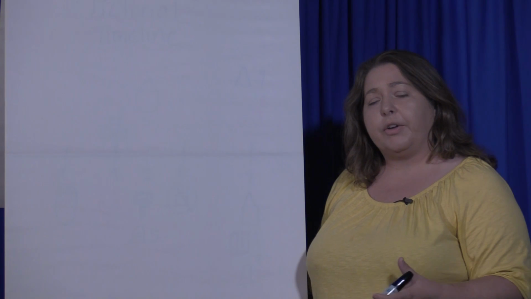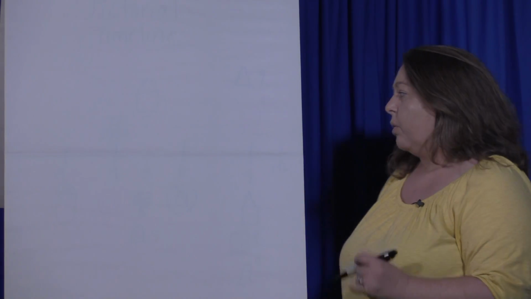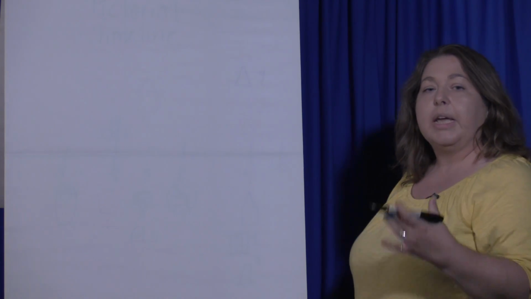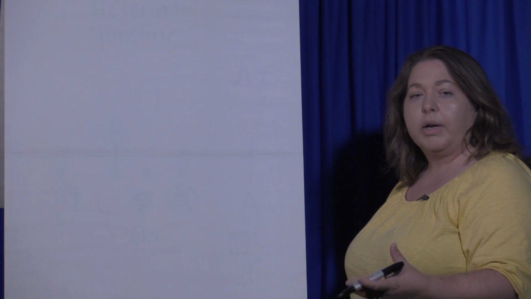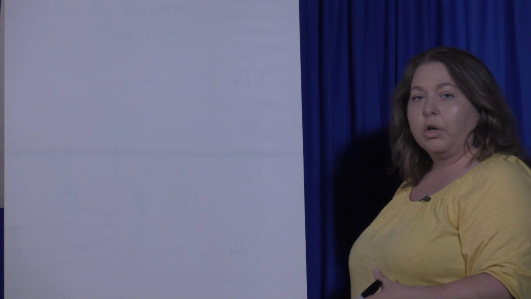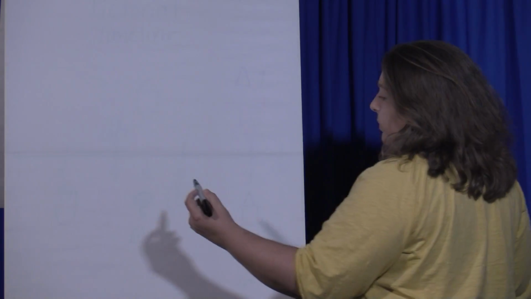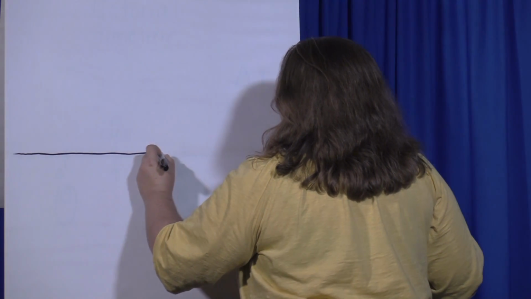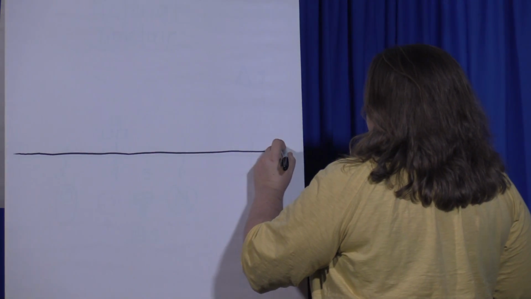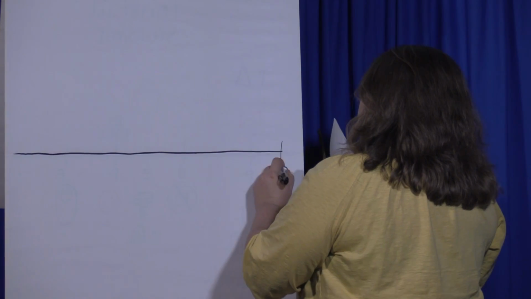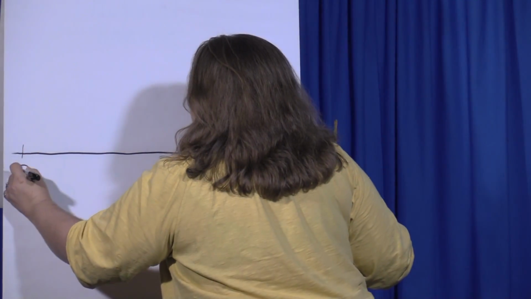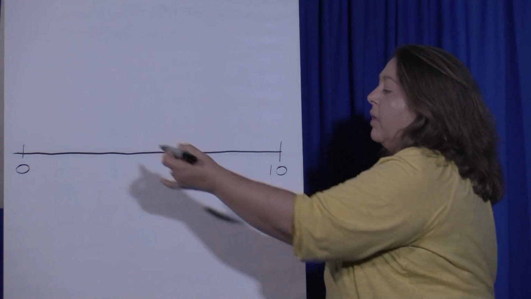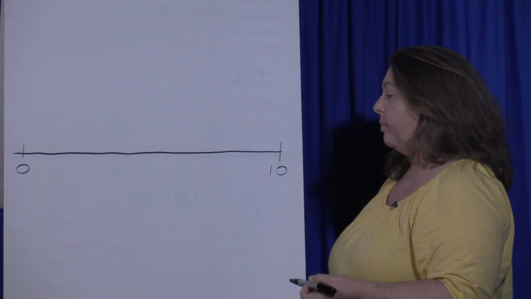So the first thing you want to do for this activity is draw the actual timeline, beginning with when they were born and ending with their current age. So I'm going to do that now. And we're going to pretend that this child is 10 years old. So we put 0 to 10.